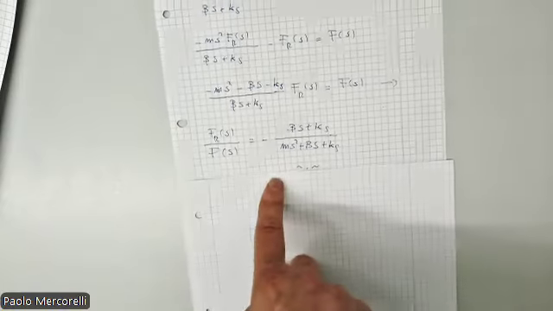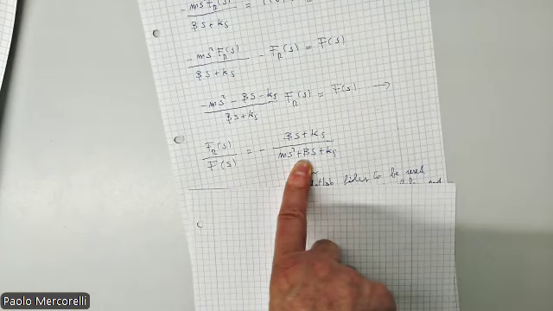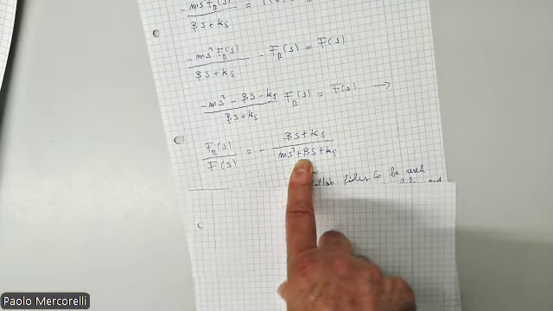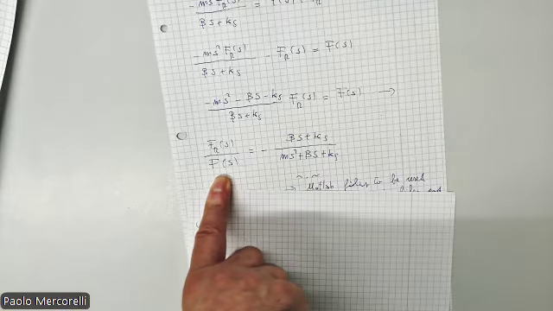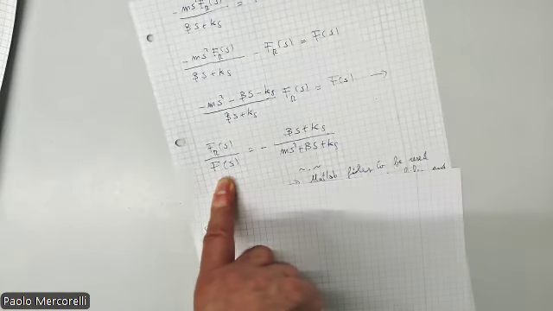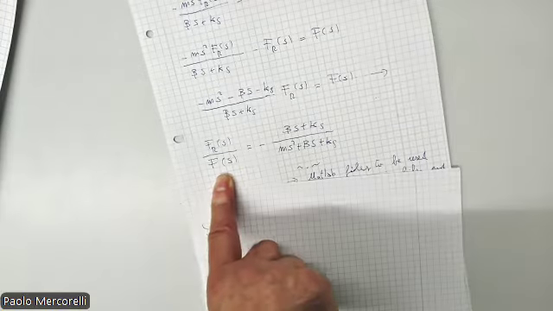But look, again, please pay attention. The denominator is always the same. Why that? Because Fs is always the same in G1, G2, G3, G4. We introduced today also the acceleration.